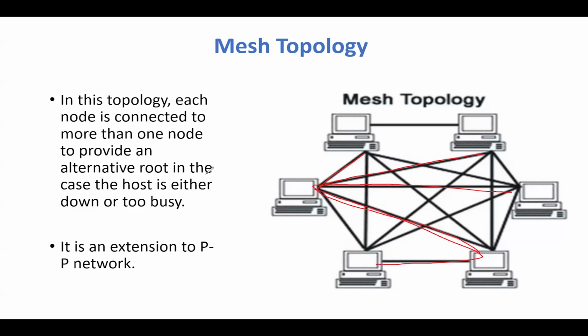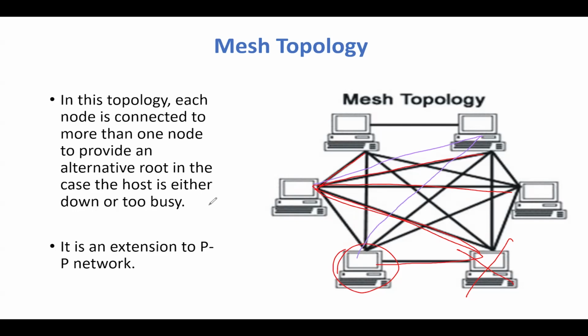So mesh topology is where we will try and connect as many nodes as possible. That is because suppose this system is not working. In that case, it is very difficult for me to reach this particular system. That is the reason we say that there is an alternative route in case a host is either down or too busy. So we will always keep an alternative route. For example, in the same situation, if it has to communicate, then I can also use the alternative route where I will come over here and I will use this particular connection.